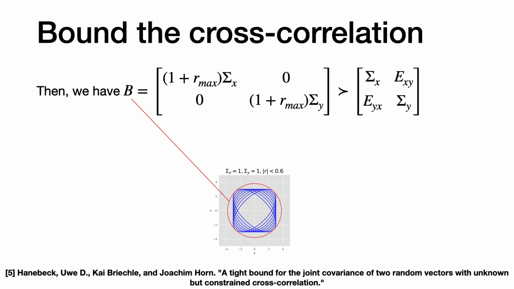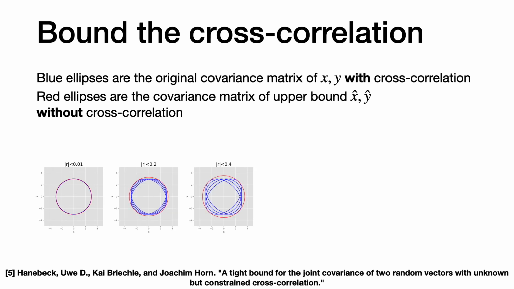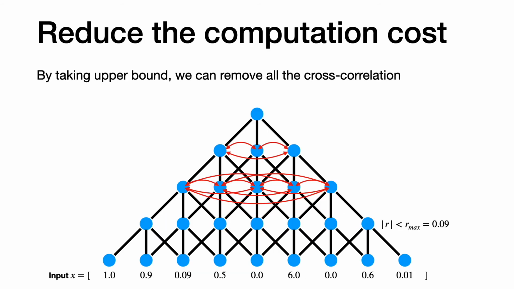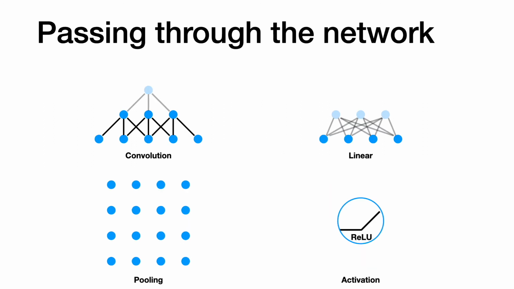We can see empirically this behavior for different Rmax values here. When Rmax is small, for example 0.01, the upper bound will be very close to all the ellipsoids. As Rmax increases, the upper bound is larger, but still as tight as possible. Using this strategy, we can upper bound and substitute all the cross-correlation matrices in the network as long as we can estimate Rmax. Then, the overall computation cost will be linear in the depth of the network, which will be feasible to deal with. The detail of how to efficiently track the covariance matrices through the network requires a few additional mechanical changes in the different network modules.